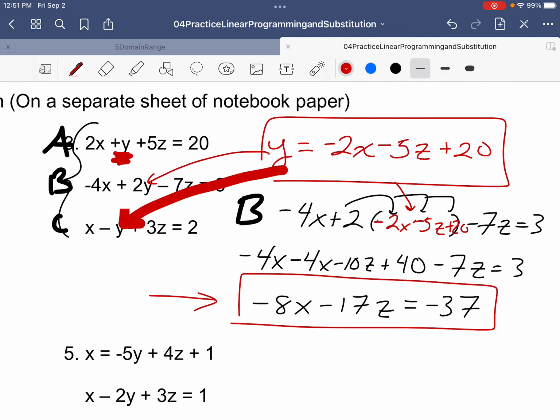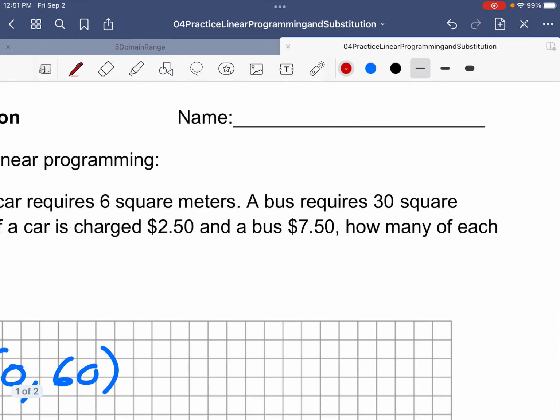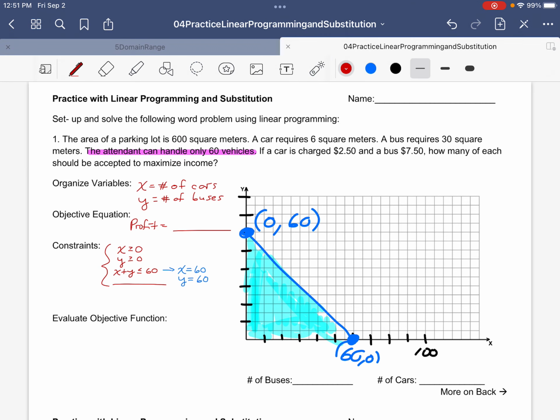All right, so you can finish this problem if you want. You can go back and finish the linear programming problem. Little practice. I will be collecting it. There'll be a small grade, but ultimately we're trying to give you a chance to get these things figured out before we take the mid-chapter test.